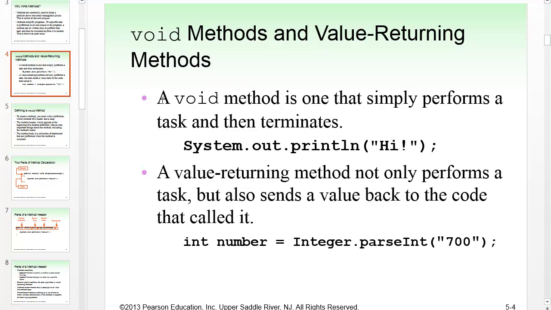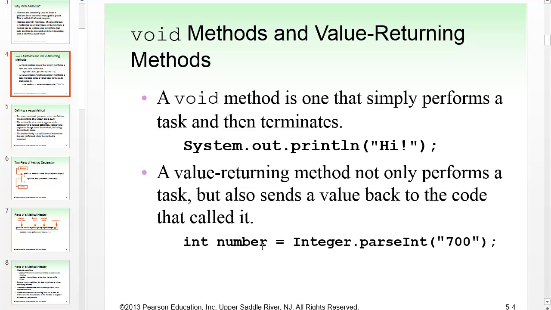The void method simply performs a task, and then all it does is terminate. So it just returns control back to whatever the calling method was. It does not return a value. A value returning method not only performs the task, but also sends a value back to the code that called it.